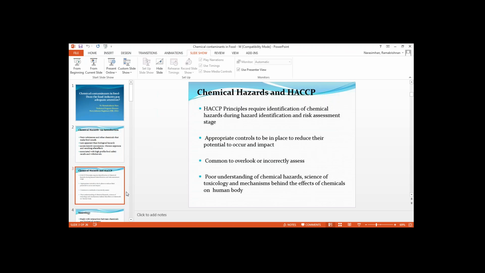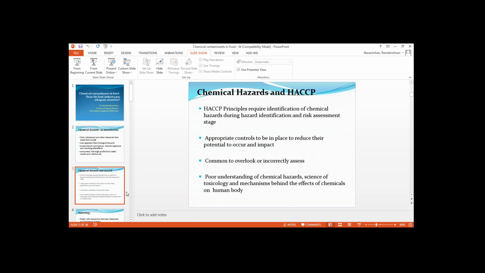We all know the Codex model of hazard requires identification of chemical hazards during the hazard identification and risk assessment stage. Chemical hazards can come from a variety of sources. These can be internal, from within the food processing business itself, and external, associated with environmental and naturally occurring sources. On occasions, they can be intrinsic to the food itself.